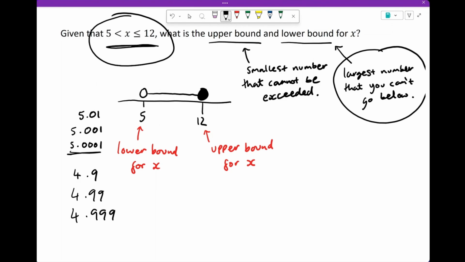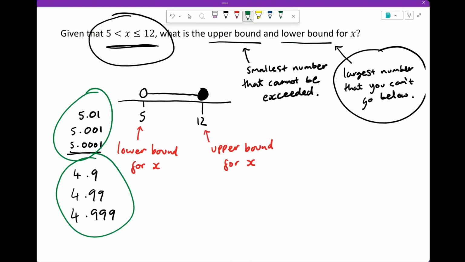and you could sort of just keep going. So none of these values that I'm writing out down here could possibly be the lower bound. The only number that's missing would be 5 itself. Therefore, we would say 5 is the lower bound, despite the fact we can't be equal to it. Okay, so you don't have to be equal to a number for it to be one of your two bounds.